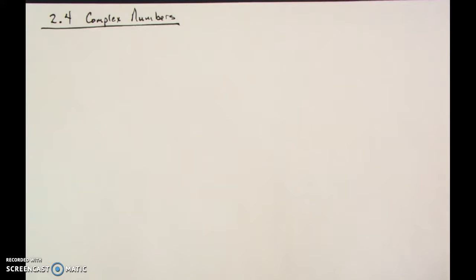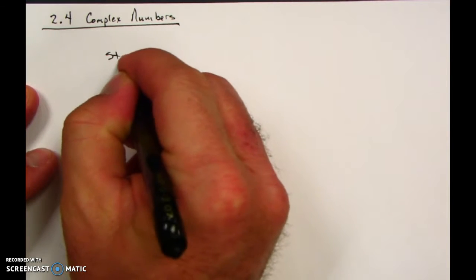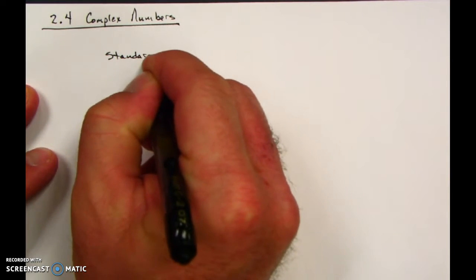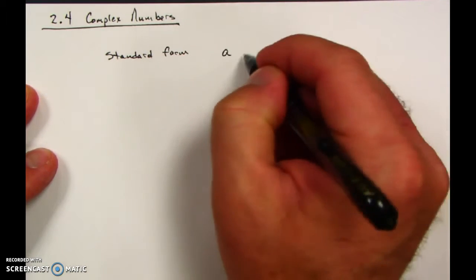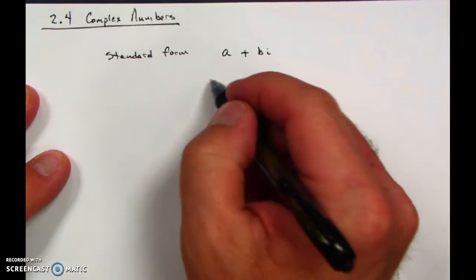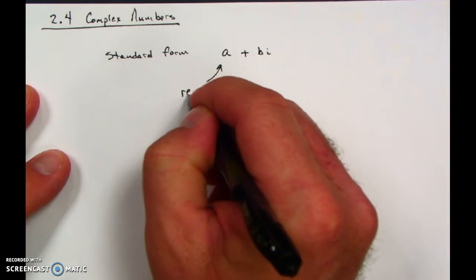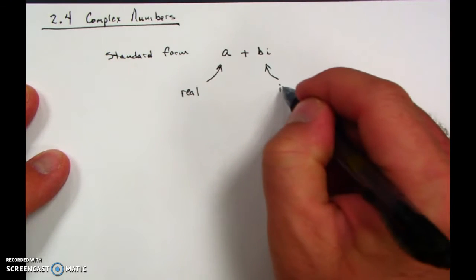Okay, here we're working with complex numbers. Now, standard form of a complex number will look like a plus bi. And what we're saying is that a is our real part, and then this is our imaginary part.